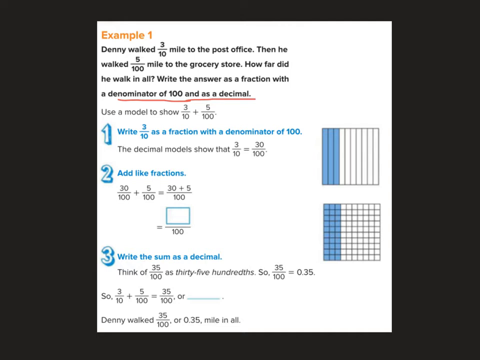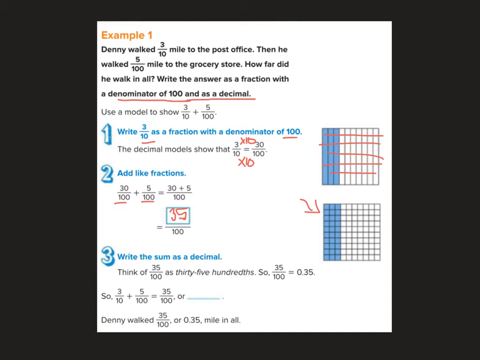So we need to write 3/10 as a fraction with the denominator of 100, which means we're just going to cut these into smaller pieces. And so instead of 3/10, I would have 30/100ths. Notice I just multiply by 10 to go from 3/10 to 30/100ths. Okay, so now that they have common denominators, now I can add them together. 30/100ths plus 5/100ths is going to be 35/100ths.